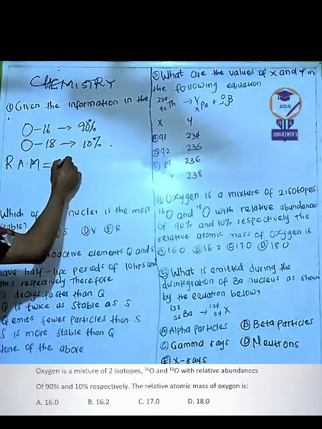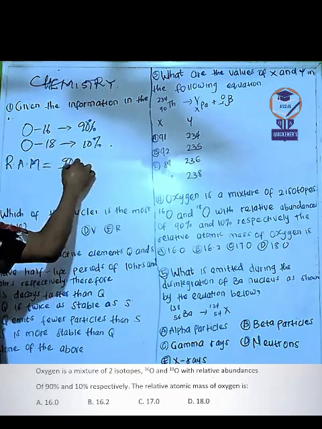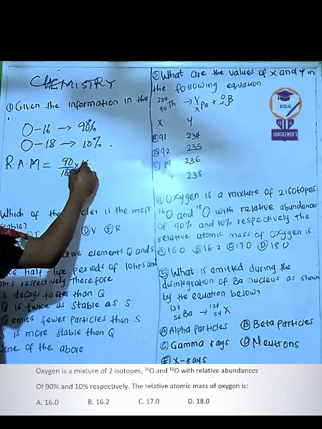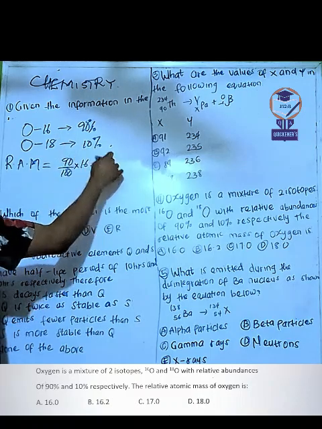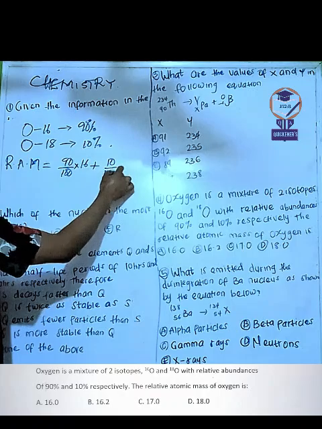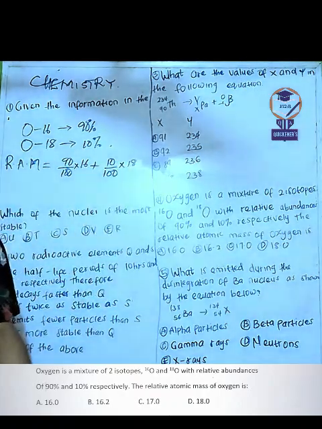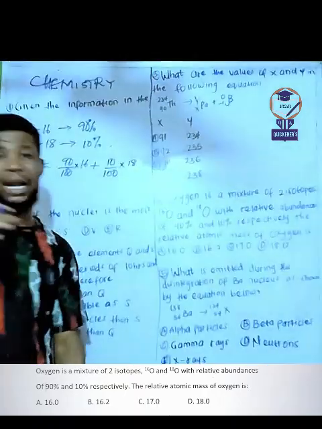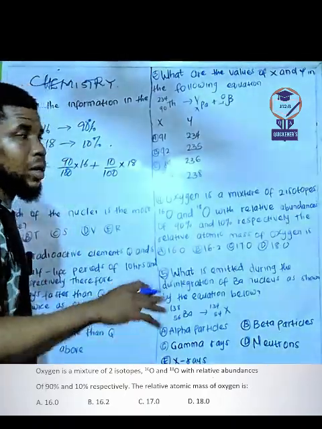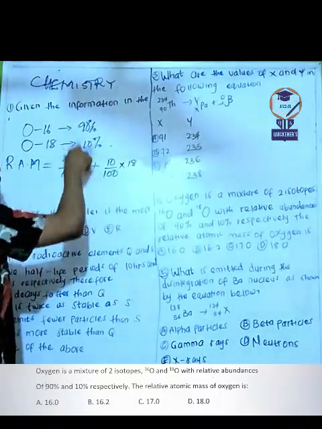You just take the abundance of the first one, 90, divide it by 100, then multiply by the atomic mass, plus the other one, the abundance 10, divided by 100, then multiplied by 18. That is how to get the relative atomic mass for any atom at all, given the abundance or the ratio. Either they give you the ratio or the abundance like this.